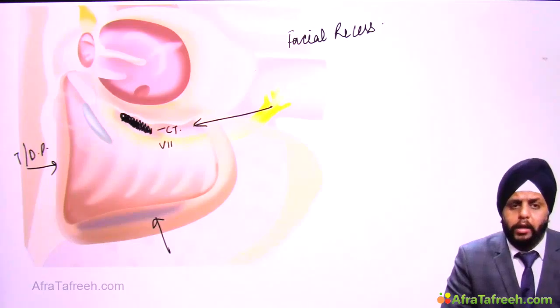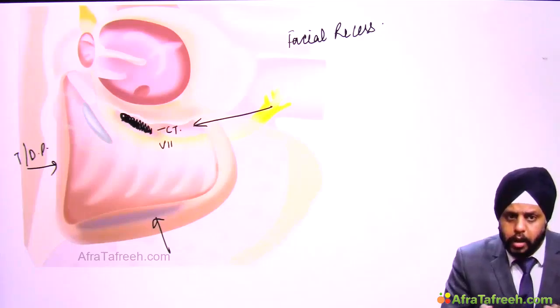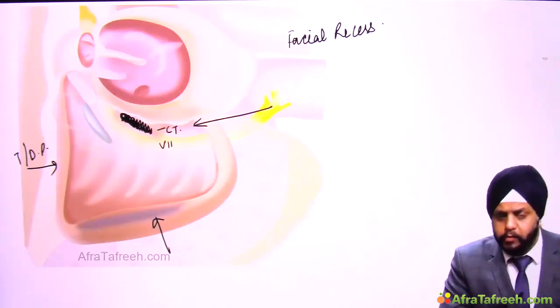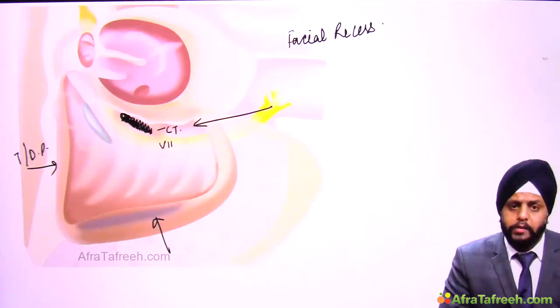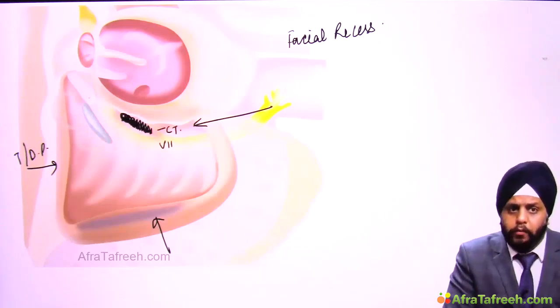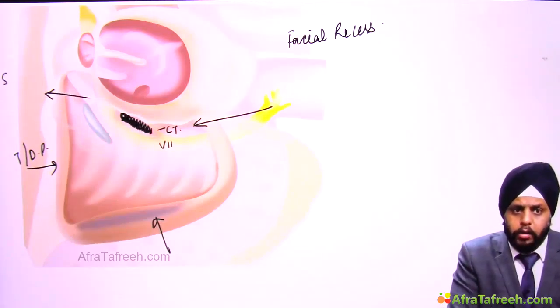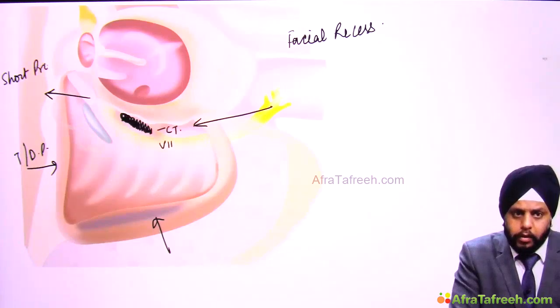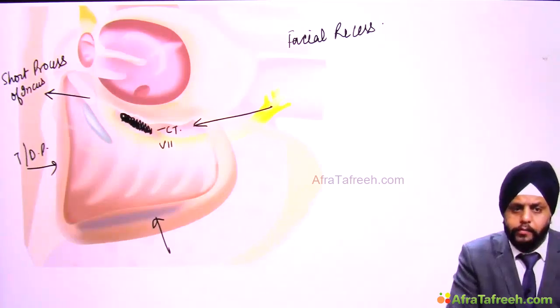What is the lateral boundary of facial recess? The lateral boundary is the annulus. We cannot see it from the mastoid part. What is the superior boundary? The superior boundary is the fossa incudis, where we have the short process of incus. So you can see the short process of incus.